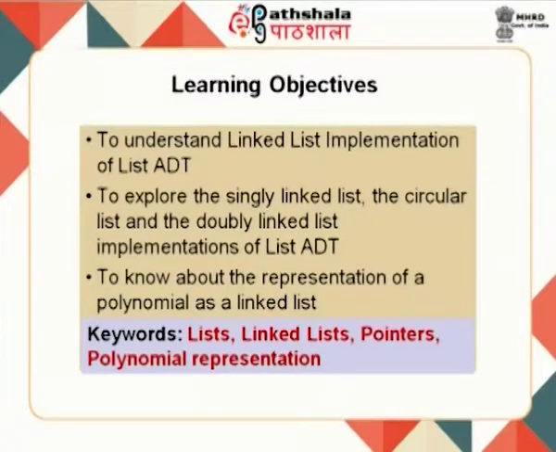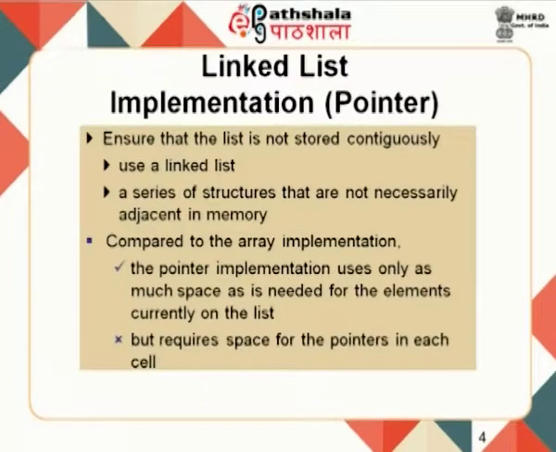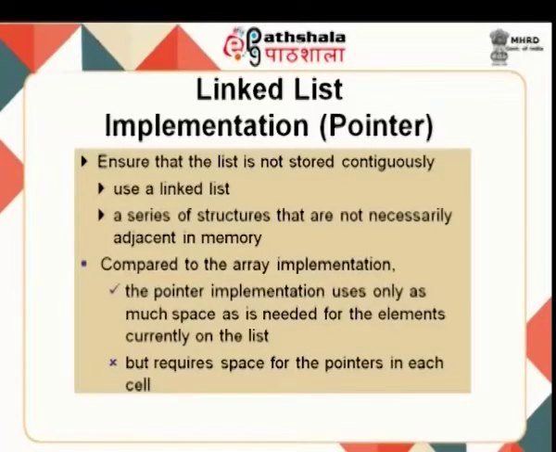So, we are not going to use just the normal data structures, we are defining something called a polynomial abstract data type, and what are the operations required for it, and how to implement it. Okay. And here we are talking about list, linked list, pointers and the polynomial representation. So, the linked list implementation is also called a pointer implementation. Here the list is not stored contiguously.